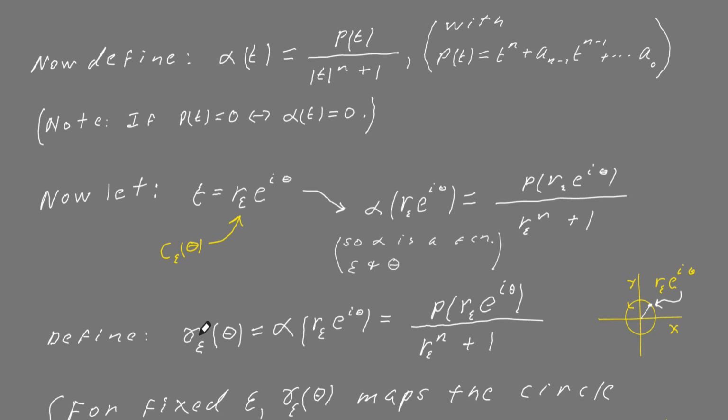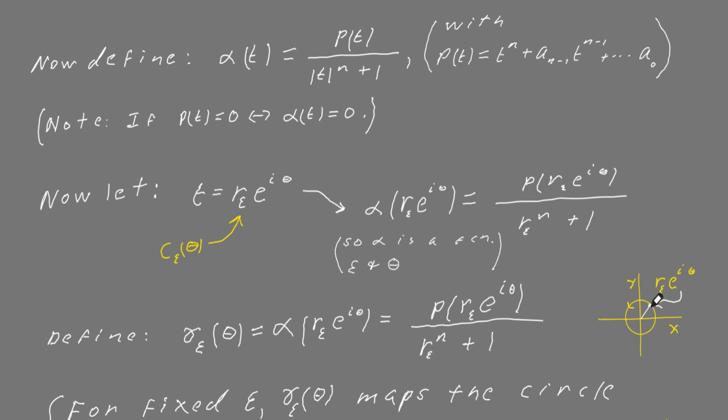So I can define gamma sub epsilon of theta equal to this alpha, which is equal to this, and then I get this equation over here. And for a fixed value of epsilon, gamma is actually a closed loop in the complex plane. If epsilon is fixed, then r is going to be fixed. And if I choose a point theta, I've chosen a point on a particular circle. Now gamma is going to have a value dependent on that particular point.